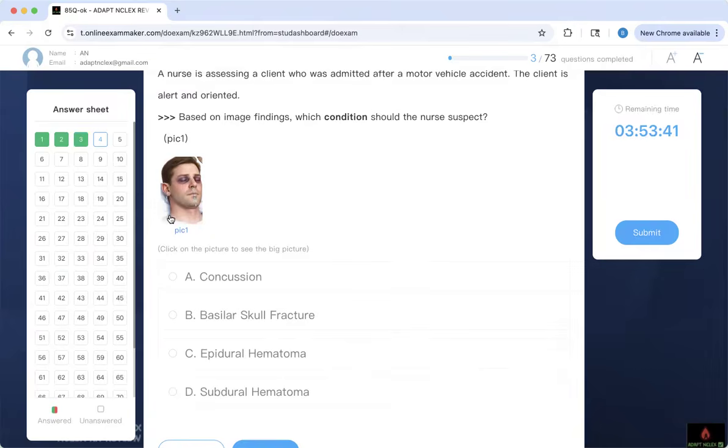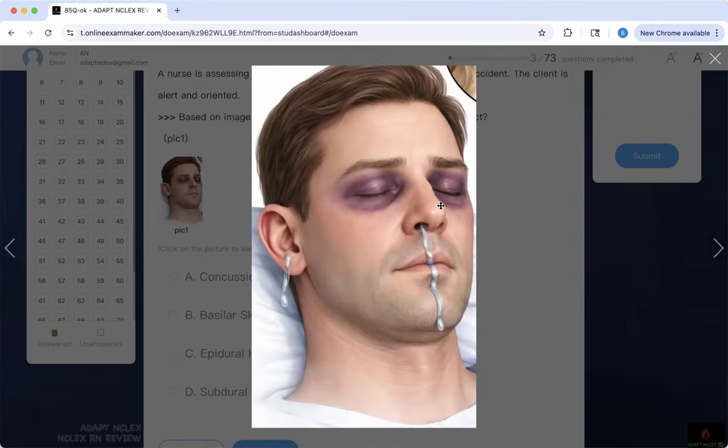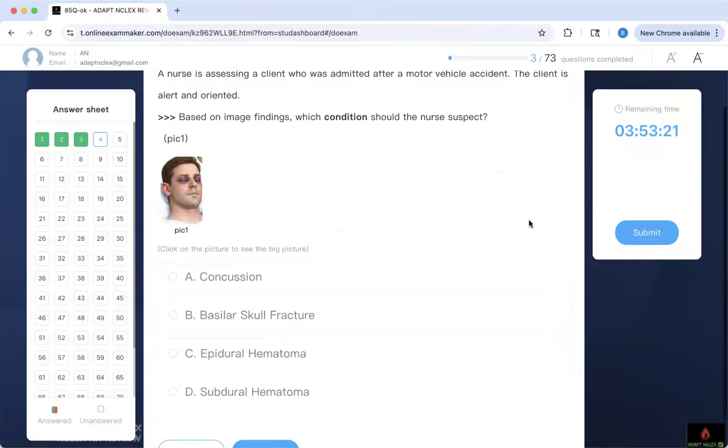What is the diagnosis? Based on what you see, the patient was involved in a motor vehicle collision. Key fact: motor vehicle collision, and you see this, you have what? Raccoon eyes, right? You have nose CSF leakage, right? You may have mastoid ecchymosis here. What do you think?